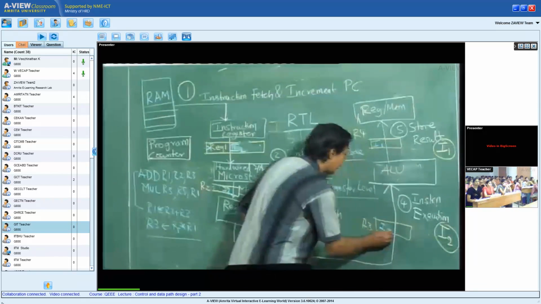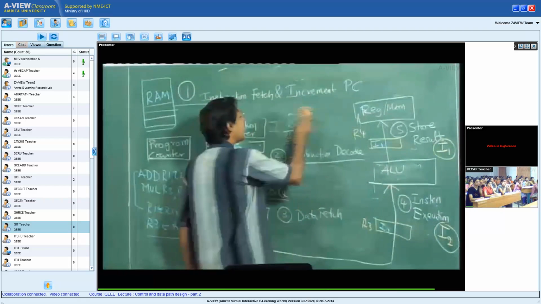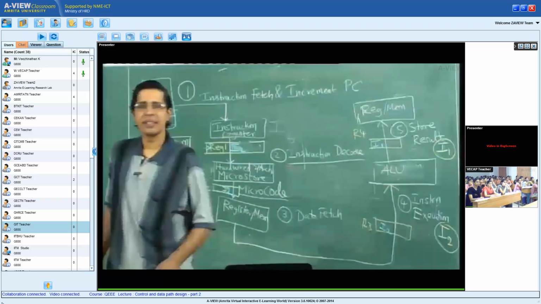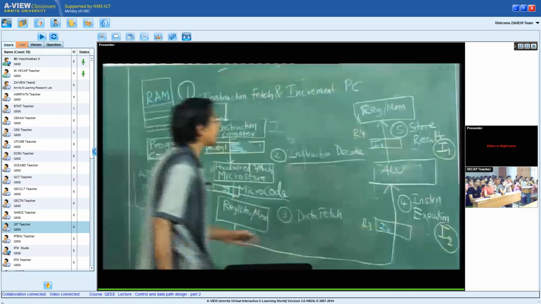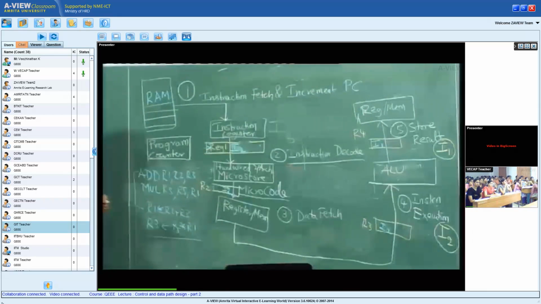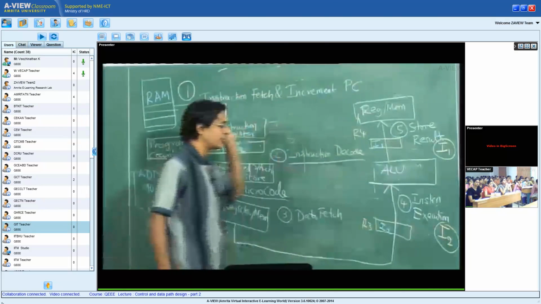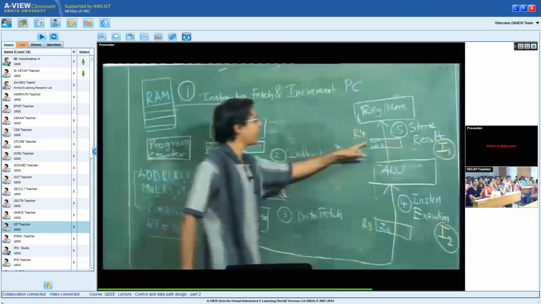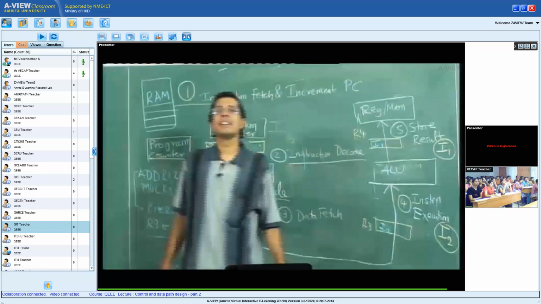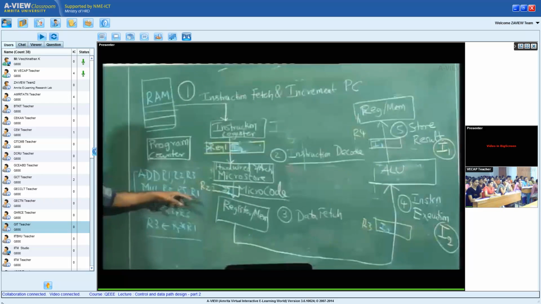Please give complete attention to what I am saying. When I1 is executing, can I go and fetch the data for I2? If I go and fetch, I1 is still executing, its results are not stored. When I1 is executing, can I go and get the data for I2? If I go and get the data for I2, then please note that I2 has R1 and R5.